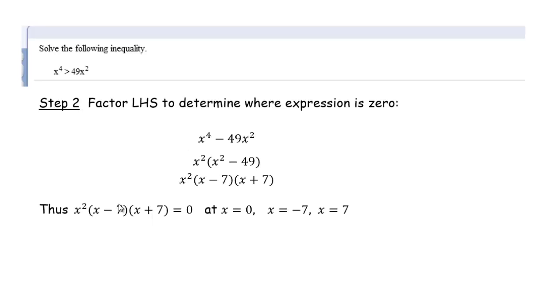Step 2, I want to factor the left-hand side so I can find out where it's 0. The first thing I want to do is pull out an x squared from each term, and then I'm left with x squared times x squared minus 49, which is a difference of squares, so that factors further as x plus 7, x minus 7. So I see that whole expression on the left is 0 only when x is 0, 7, or negative 7. Those are the points I'm going to use to plot on my number line in the next step.